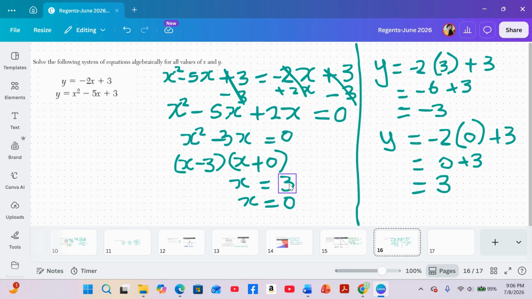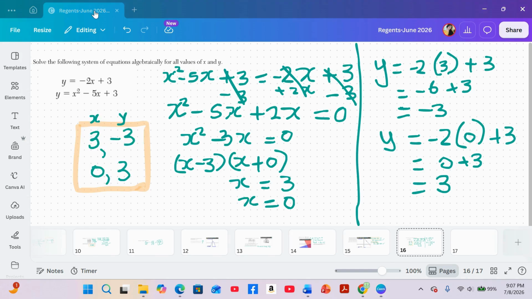So the values of x and y are paired: you have (3, -3) and (0, 3). So that's our answer. (3, -3) and (0, 3).